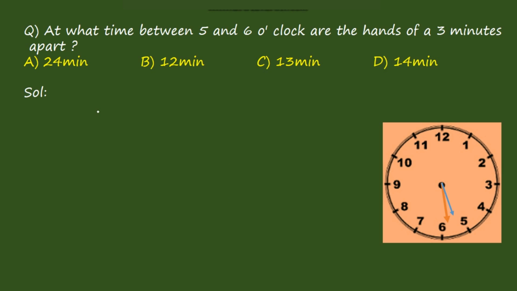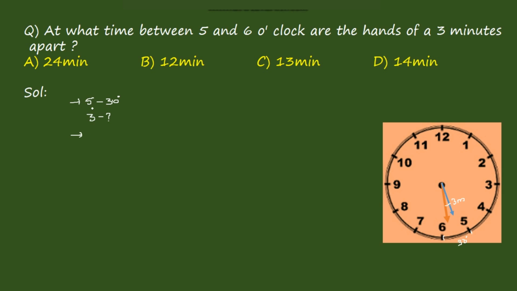Here the question is, at what time between 5 and 6 o'clock are the hands 3 minutes apart? They are saying that between 5 and 6, the minutes hand and hour hand are only 3 minutes apart. How to solve such a question? As we know, from 5 to 6 it is 30 degrees, so we can write it as 5 minutes forming 30 degrees. So for 3 minutes, how many degrees does it form?